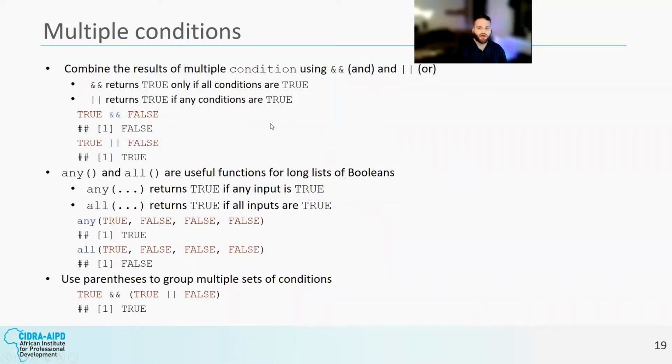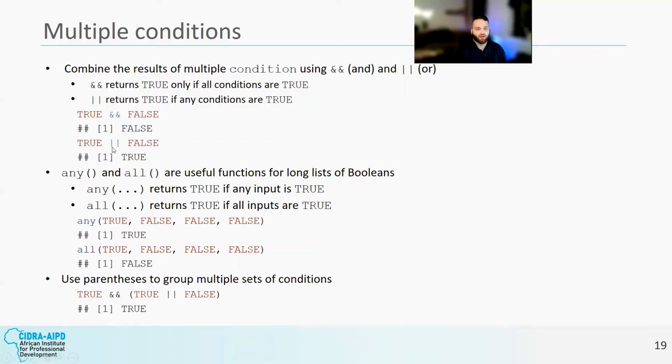We'll have to use the operators and and or to do so. And returns true only if all conditions are true, whereas or returns true if any condition is true. So for example, true and false returns false. True or false will return true.